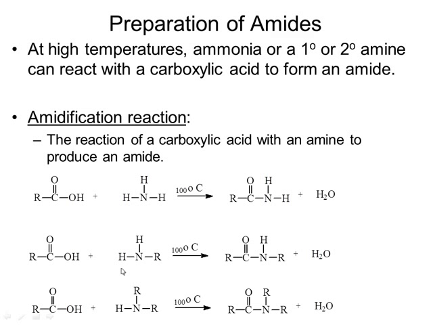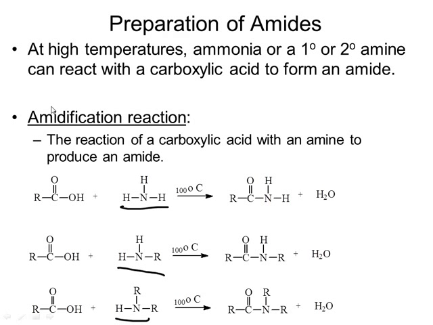So here are three examples of ammonia, which is sort of a zero-order amine up here. So ammonia can react, and then primary or secondary amine to give us an amide. So what is basically happening here is this should look familiar. This should look a lot like an esterification.